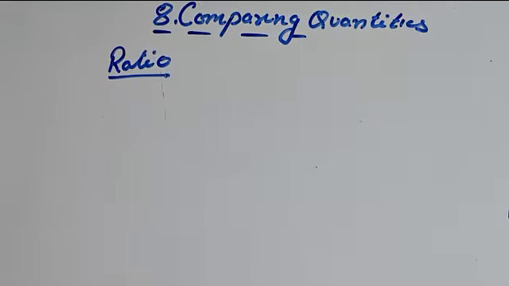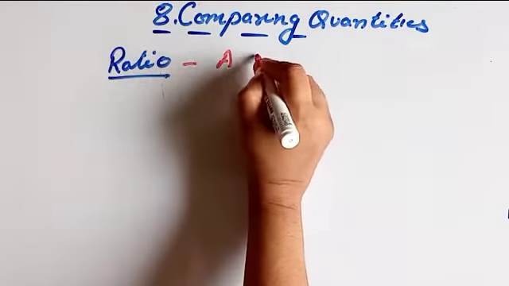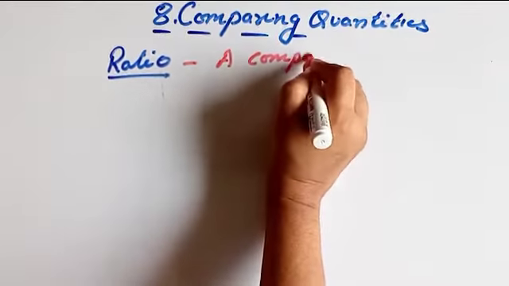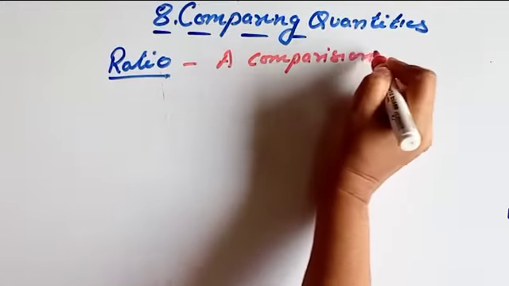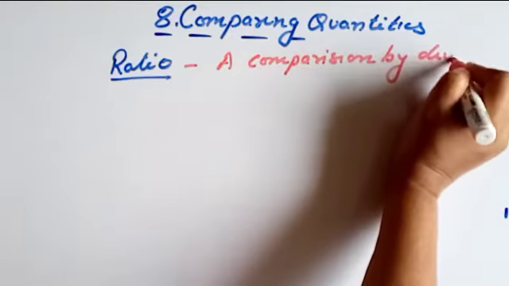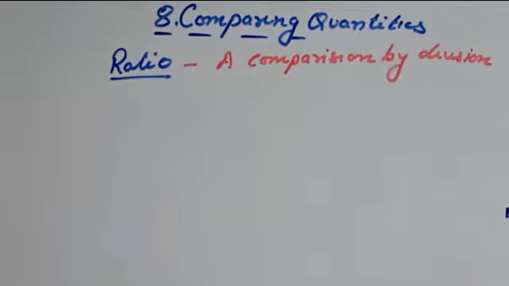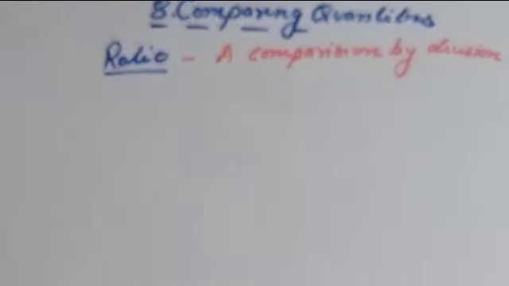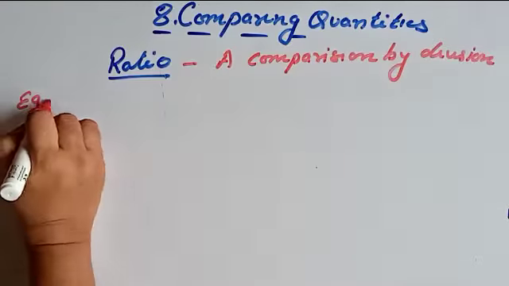What is ratio? A comparison by division. Ratio is a comparison by division. A comparison by division is known as ratio. Now we will understand this with an example.